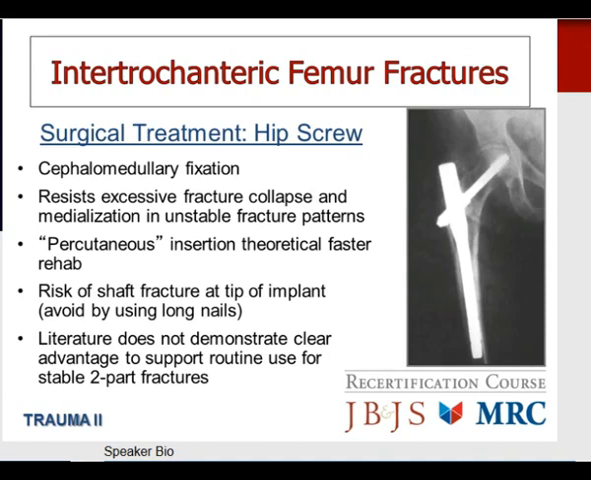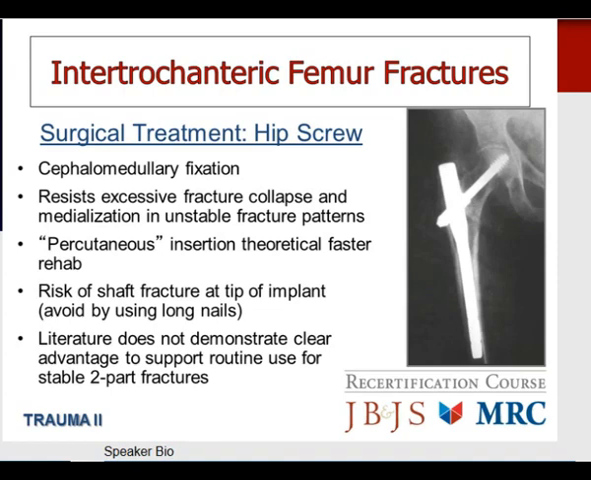An alternative treatment of intertroch fractures to the hip screw is cephalomedullary fixation. It has the advantage in unstable fracture patterns that this construct will resist excessive fracture collapse and medialization of the shaft, which can occur with a sliding hip compression screw and side plate. It also can be inserted through a smaller incision, so-called percutaneous technique, which theoretically can lead to faster rehabilitation of the patient. There is the risk of fracture of the femoral shaft at the tip of the implant.